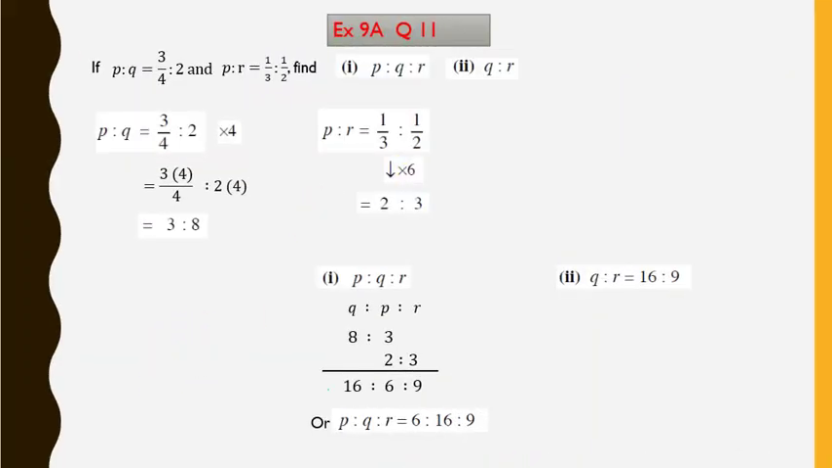If you look at question number 11, we have p is to q equals 3 over 4 is to 2. So p is actually 3 over 4 and q is 2. And p is to r is 1 upon 3 is to 1 upon 2. So p is 1 upon 3 and r is 1 upon 2. In the first part we have to find p is to q is to r, and in the second part we have to find q is to r.